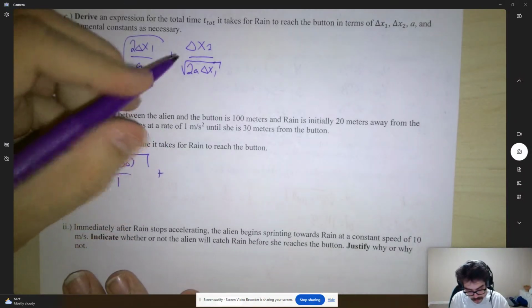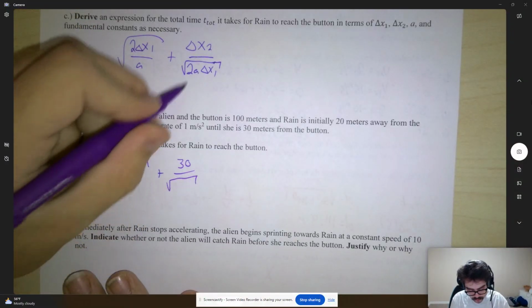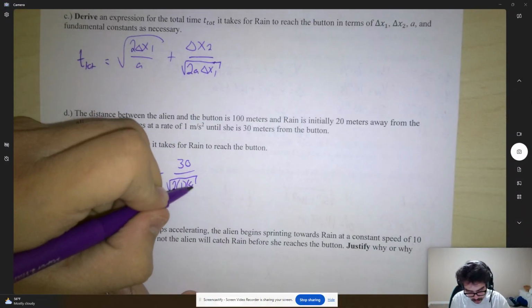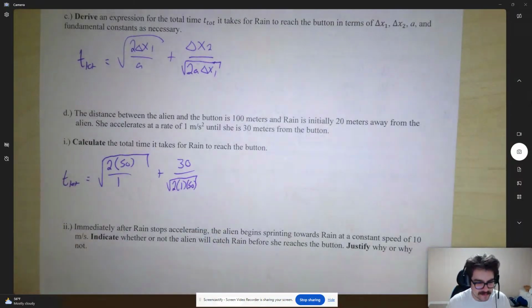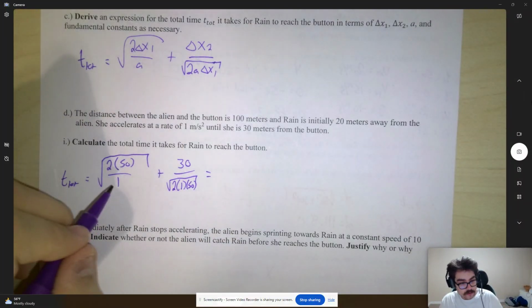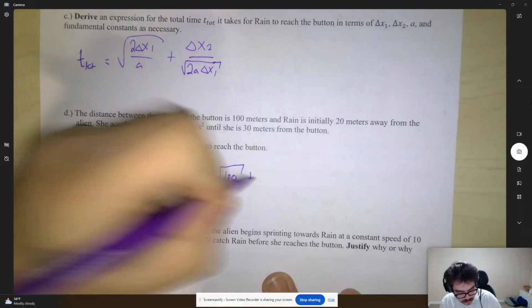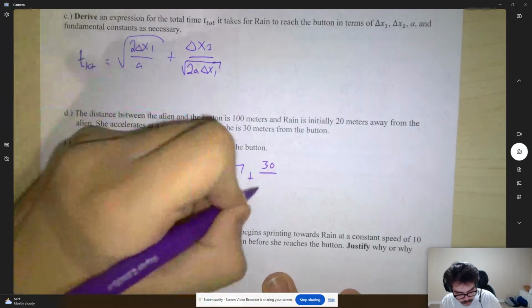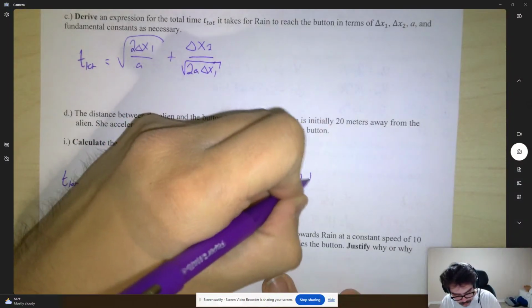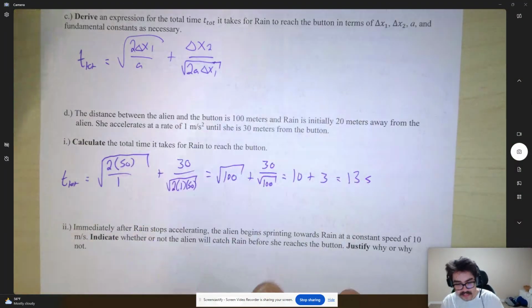Easy. Delta x2 is 30 over the square root of 2 times acceleration, 2 times 1, times delta x1, which is 50. What? This is the same thing, right? Whoever wrote this problem is a genius. Okay, I don't know who he is, but he's a genius. This is root 100 plus 30 over, guess what? Root 100. Okay, so this becomes 10 plus 30 over 10, which is 3. So it becomes 13 seconds, which is my lucky number.